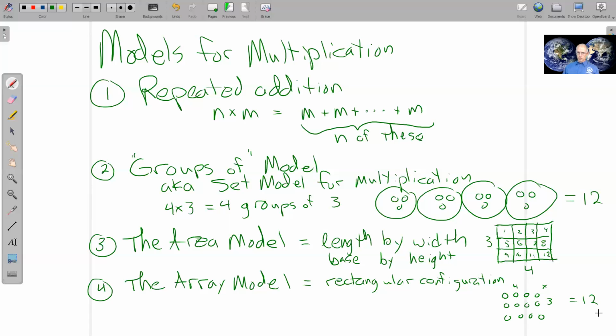equals 12. So an area is connected. It's a thing I could paint. An array is a grid of unconnected things. So it could be like seats in a classroom, for example.